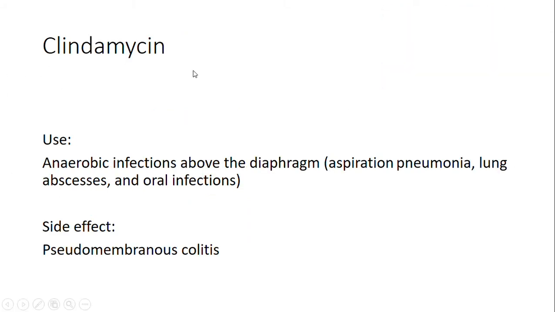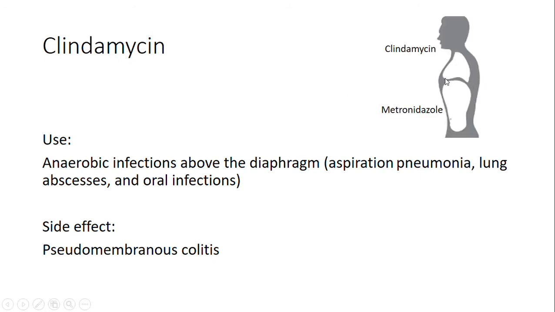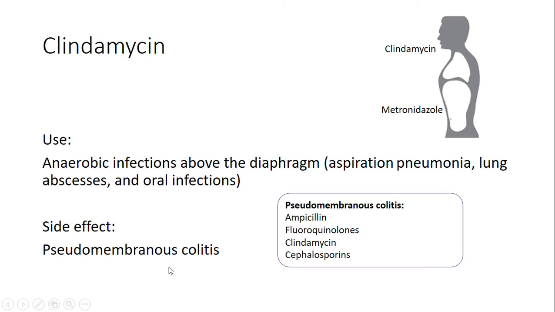Moving to clindamycin, we use clindamycin for anaerobic infections above the diaphragm like aspiration pneumonia or lung abscesses or oral infections. So the rule is anaerobic infections above the diaphragm we use clindamycin, below the diaphragm we use metronidazole. The important side effect is pseudomembranous colitis by C. difficile. Clindamycin eradicates the normal microbiota and C. difficile outgrows and causes pseudomembranous colitis. This is an opportunity to review the antibiotics that cause pseudomembranous colitis, which are ampicillin, fluoroquinolones, clindamycin, and cephalosporins.